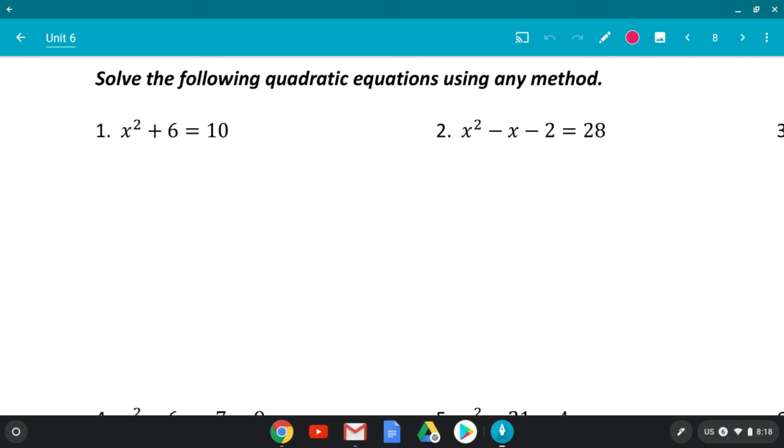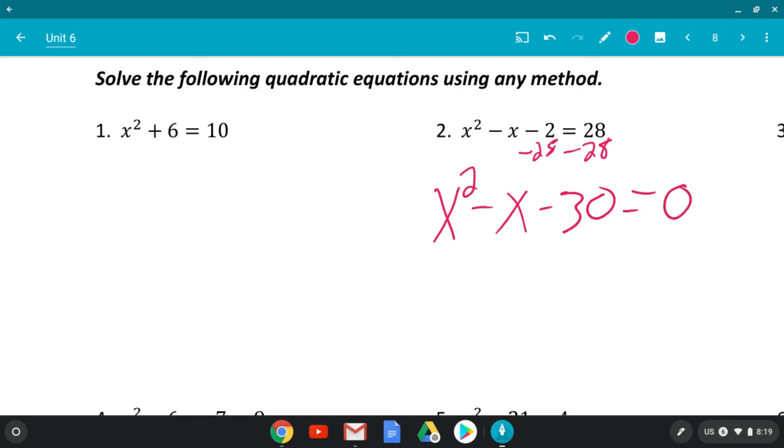So let's do number 2, just for argument's sake. I like it better than number 1. Notice that we have some value on the right side. All of the quadratics we've done so far have always equaled 0. We need them to equal 0. So if they do something crazy like this and it equals something else, we have to take care of that first. So how do I get this to equal 0? Yeah, subtract 28 from both sides. So I now have x squared minus x minus 30 equals 0.